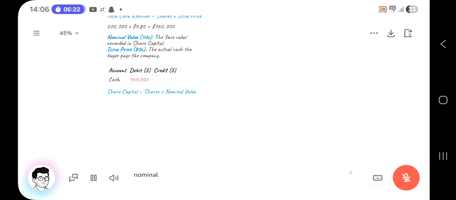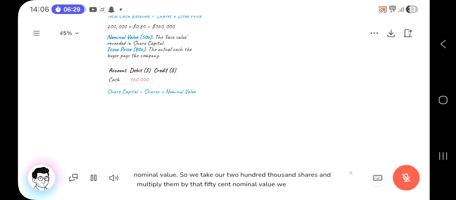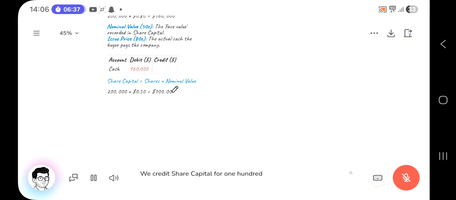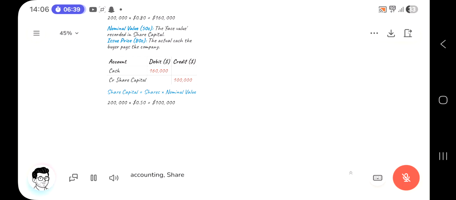Next, we fill the first bucket, share capital. This bucket only holds the nominal value. So we take our 200,000 shares and multiply them by that 50-cent nominal value we talked about. We credit share capital for $100,000. In accounting, share capital is equity, and increasing equity requires a credit. But wait, our debits and credits don't match yet. We have $60,000 left over. What do you think we should call that extra bucket for the premium?